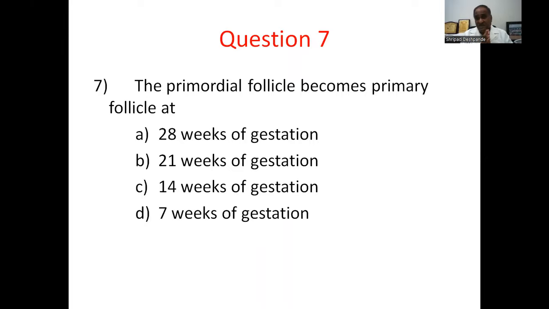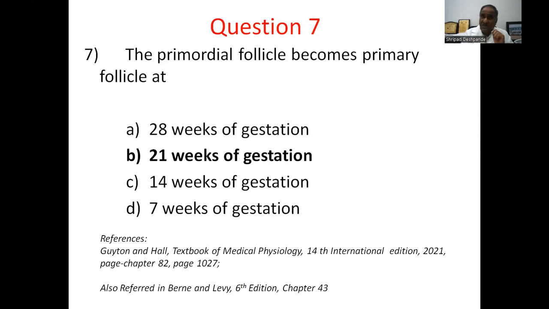This is anybody's guess, but it has been stated that after 5 months the primordial follicles change to primary follicle. I have found out that there is no clear-cut mention of the time of conversion of primordial follicle to primary follicle. But it is said that the primordial follicles will be there up to the fifth month, and after that they will change. It's vaguely mentioned either in Guyton and Hall on page 1027, or in Berne and Levy, chapter 43, sixth edition. These are the references I have. I worked very hard to get the answers for these things.